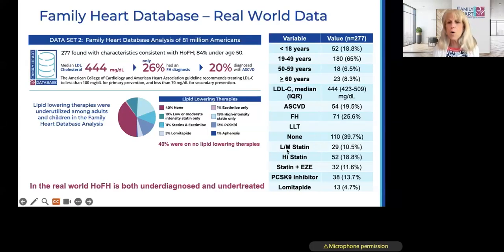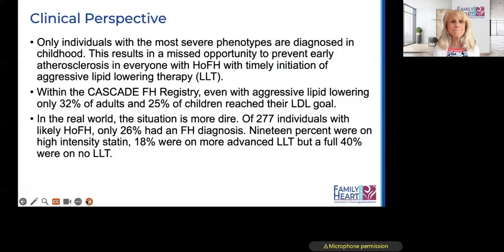11% were on low or moderate dose statin, 19% on high intensity statins. The combination of statins and Zetia, there were about 12%. Adding a PCSK9 inhibitor in the real world, only about 14%, and lomitapide, which is a drug specific to people with HoFH, only 5% of people were taking that. So in the real world, HoFH appears to be both underdiagnosed and undertreated.